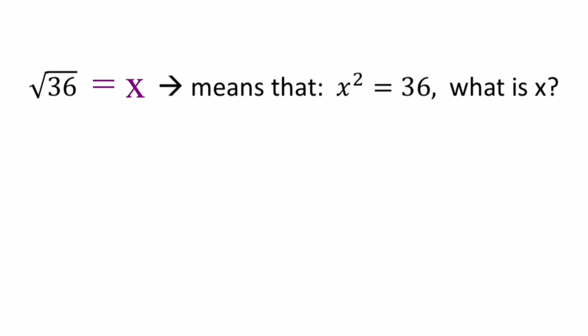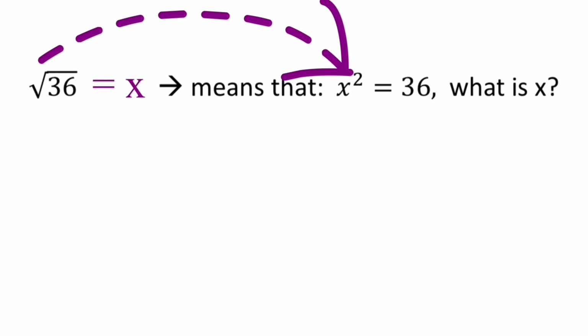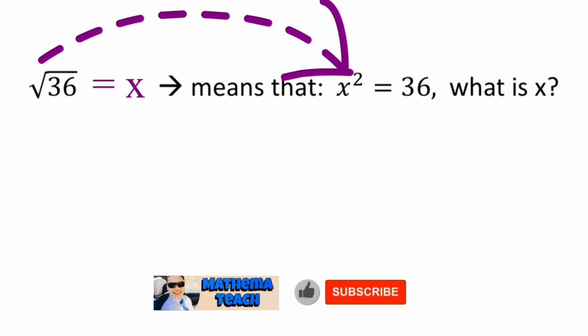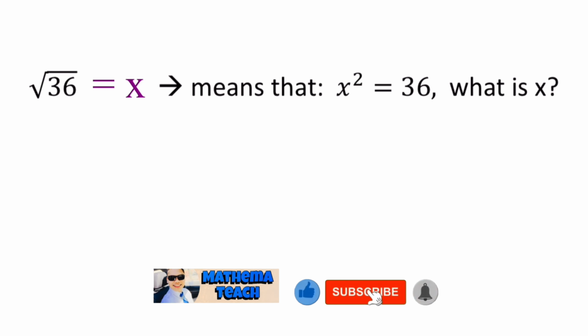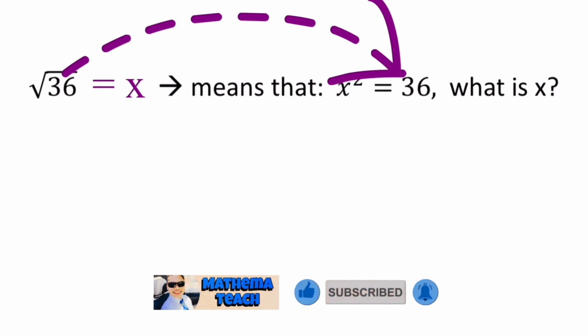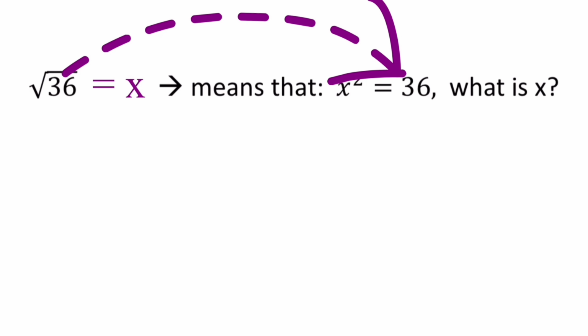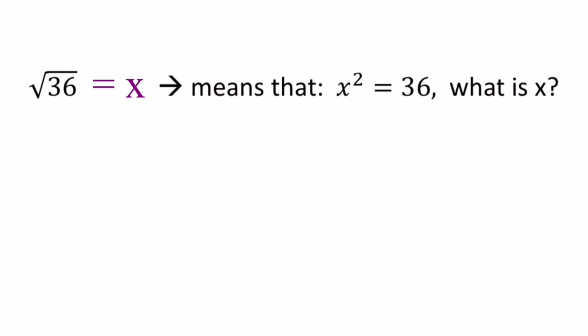What is x? If you notice, our x here becomes the base of the exponential form, while our index of 2, which is invisible, becomes the exponent, and our radicand, which is 36, becomes the answer to the exponential expression. What we're trying to do right now is determine the value of x such that when we multiply this x by itself twice, it will give us 36.